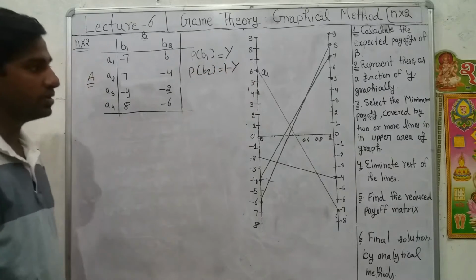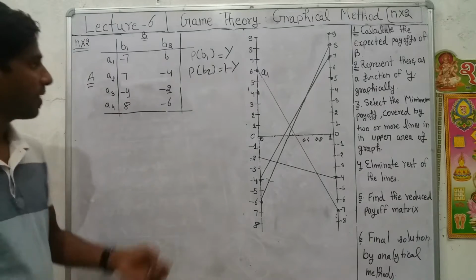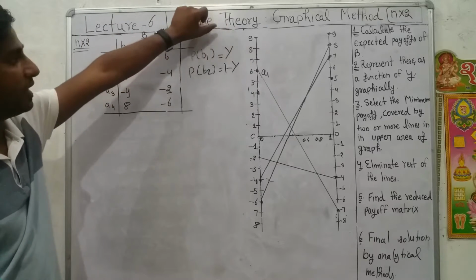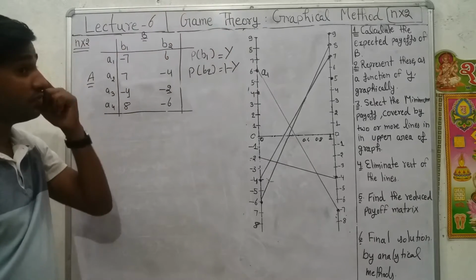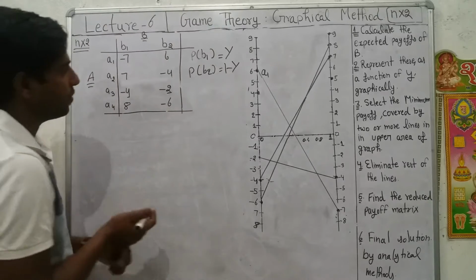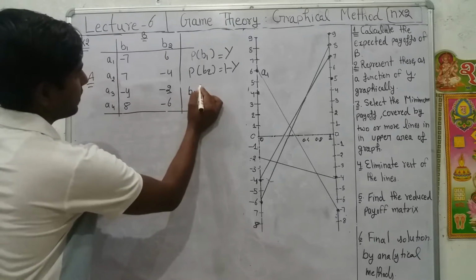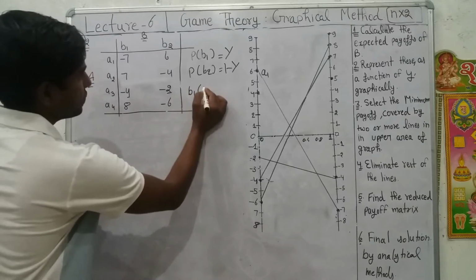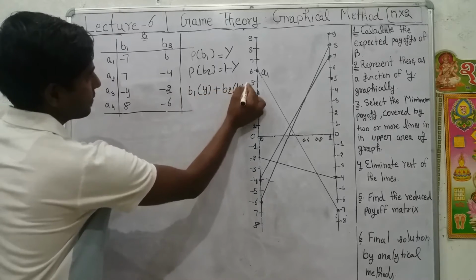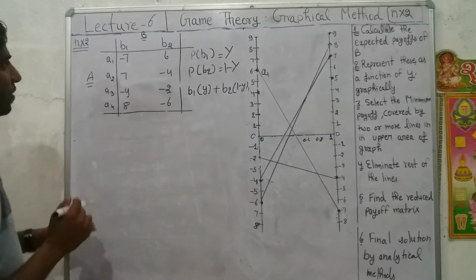Y, because the sum total of probability for a particular player is equal to 1, and if one strategy is applied with Y's probability, then the probability of another strategy would be equal to 1 minus Y, and the expected payoff or net payoff would be calculated by using this equation, B1 into Y plus B2 into 1 minus Y. So in the first step, we need to calculate the expected payoffs for company B.